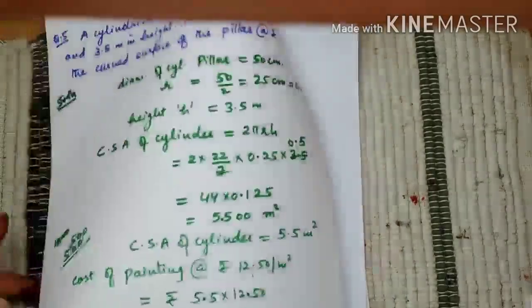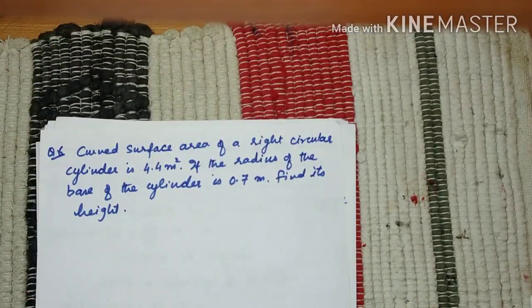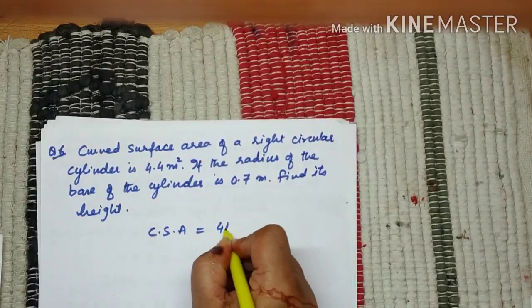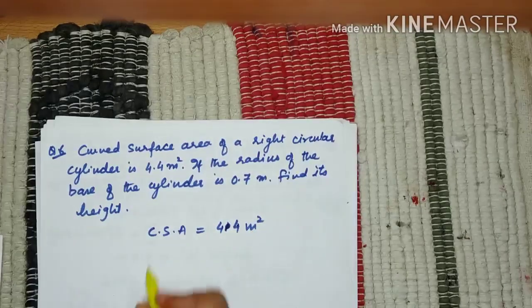5th question done. Now moving on to the 6th question. The 6th question says, curved surface area of a right circular cylinder is 4.4 meter square. If the radius of the base of the cylinder is 0.7 meter, find the height. So given CSA is 4.4 meter square. What is CSA?